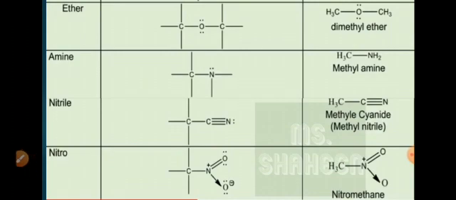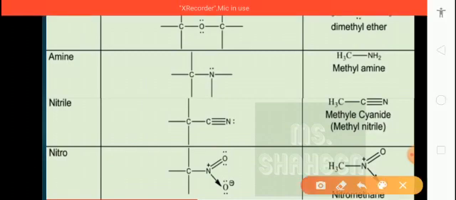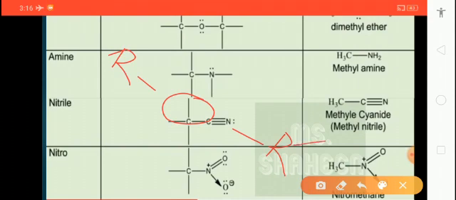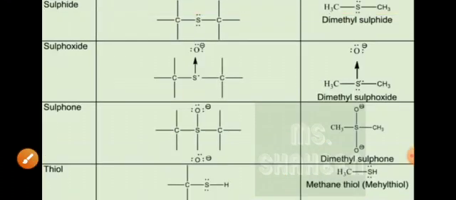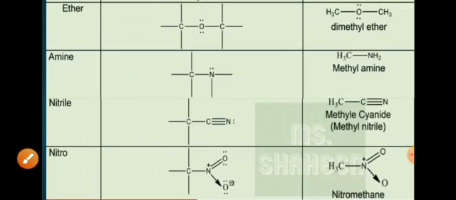The next one is the ether. In ether, we can see students, the formula of ether is R, any alkyl group, attached with the oxygen and any other alkyl group. ROR, it means आपके पास ऑक्सीजन और दोनों तरफ अगर अल्काइल ग्रुप अटैच होते हैं तो इसको हम कहते हैं दैट इज द ईथर. An example of ether which is mentioned here is dimethyl ether.